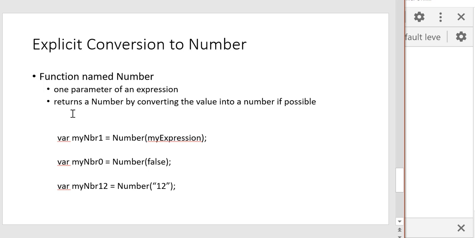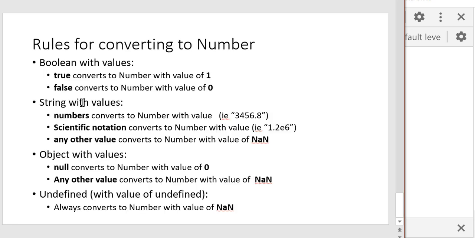So here are some examples on the slide of how you can explicitly convert possibly an expression that is a variable or a Boolean or a string into a number type, and let's look at that in detail when we look at the rules. Let's start with Booleans.